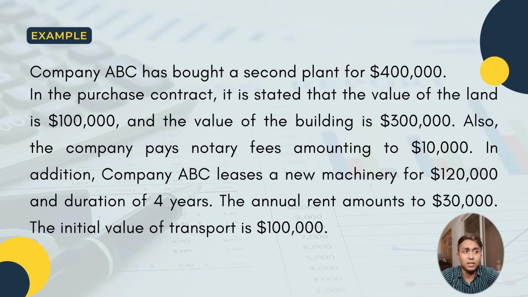Company ABC leases new machinery for $120,000 for a duration of 4 years. The annual rent amount of the company is $30,000, and the initial value of the transportation is $1 lakh. So this was in the statement, and the transaction for this accounting standard statement is this.